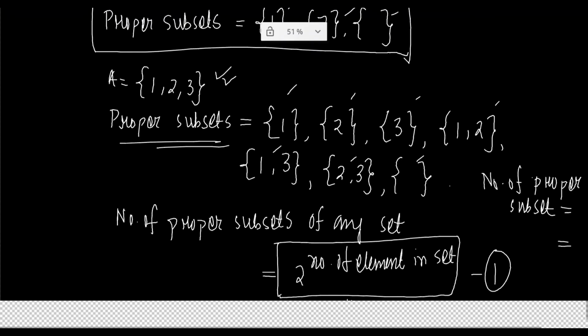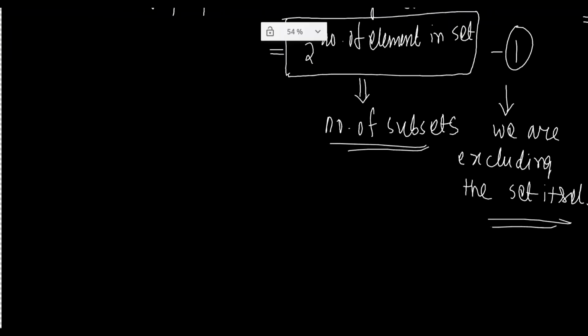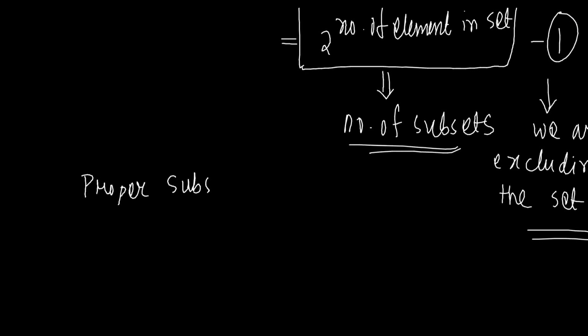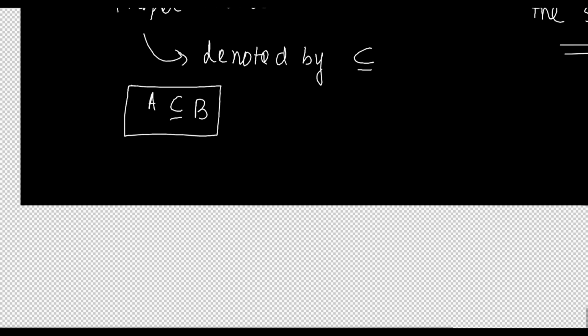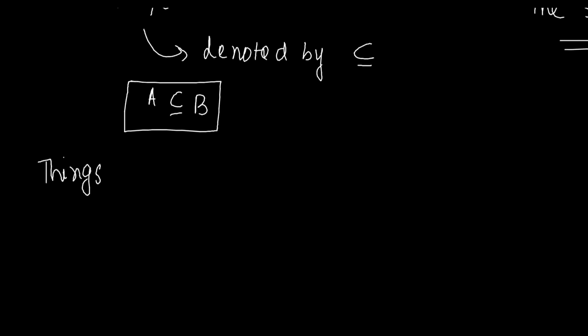And a very important thing: proper subset is denoted by this symbol. We write the U shape and then we put a dash like this. So if we write it like this, it means that A is a proper subset of B. Now, there are some very important things that we have to remember about subsets and proper subsets.